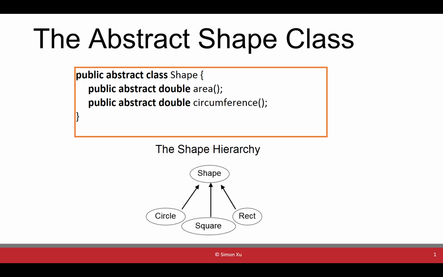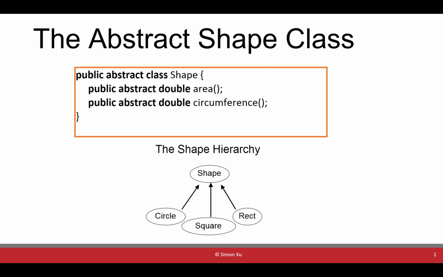Suppose we have classes for different types of shapes, for example rectangle, square, triangle, etc. All those shape classes are likely to have methods to compute area or circumference. It would be nice to have a generic shape class to help organize those classes.